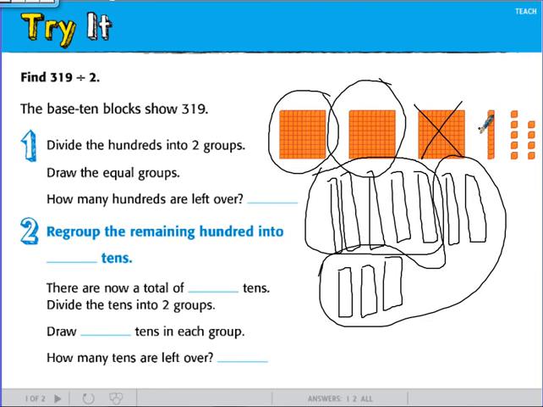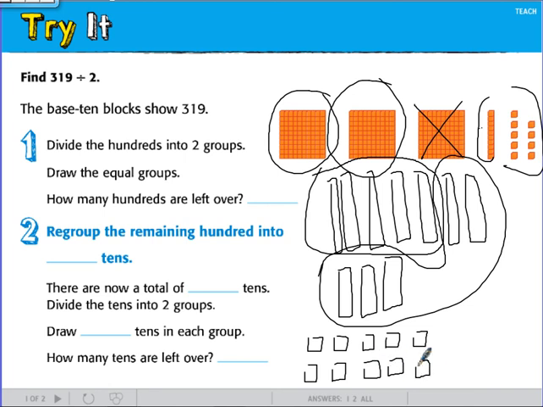I have this 10, and then I have these 9. So how many do I have total over here? 19. So now I have to break those up. So 1, 2, 3, 4, 5. Now I know I need 2 groups, right? So when I break up my 10, I'm automatically going to go 2 groups of 5, because I know that that's 2 groups of 5. Then I have 9 more. So I'm going to go 1, 2, 3, 4, 5, 6, 7, 8, 9.